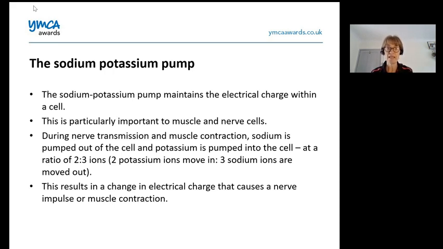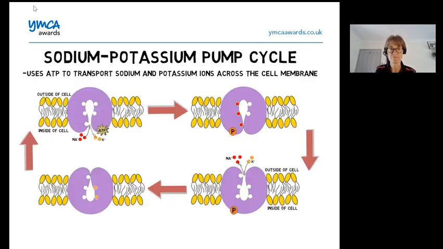So, in nerve transmission and in muscle contraction, both things, you've got sodium being pumped out of the cell and potassium being pumped in. And there's a difference in the ratio. Three sodium ions are moved out and 2 potassium ions move in. And so we get an electrical charge differential across the membrane that causes a nervous impulse or a muscle contraction.